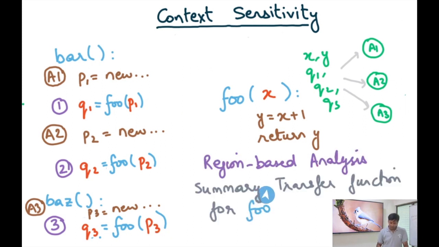Well, we're going to construct a summary transfer function for foo. And what should be the summary transfer function for foo?